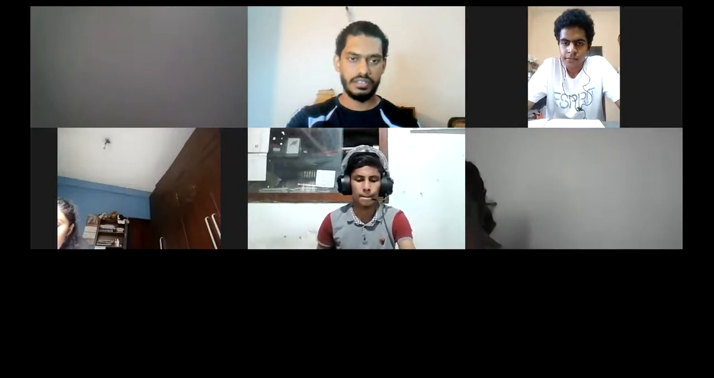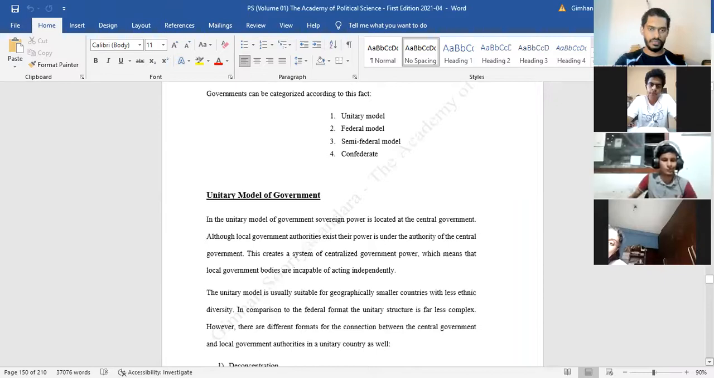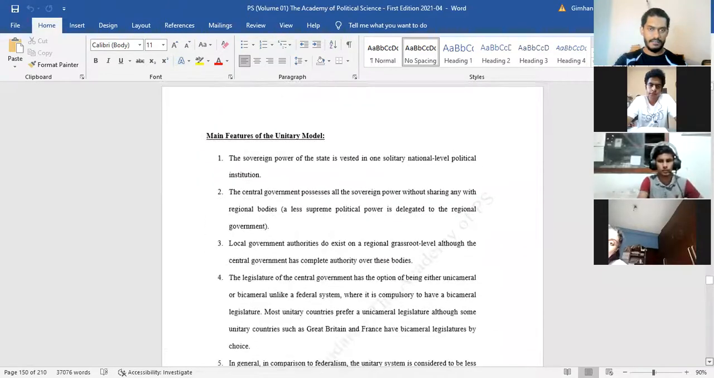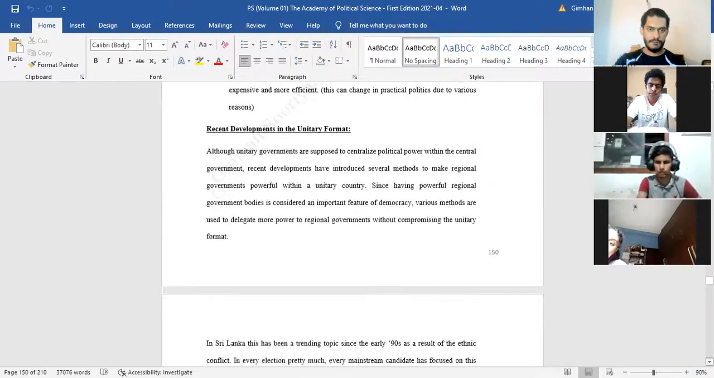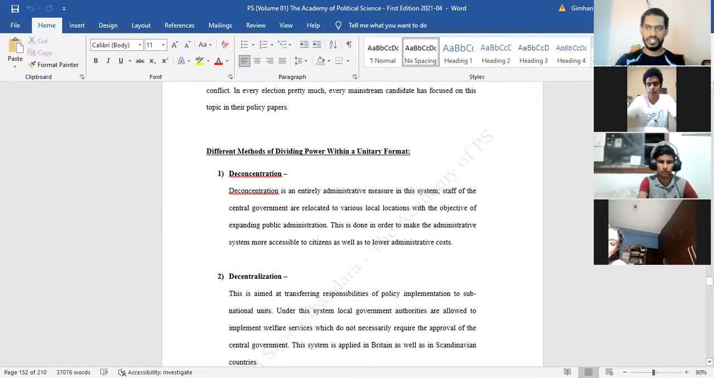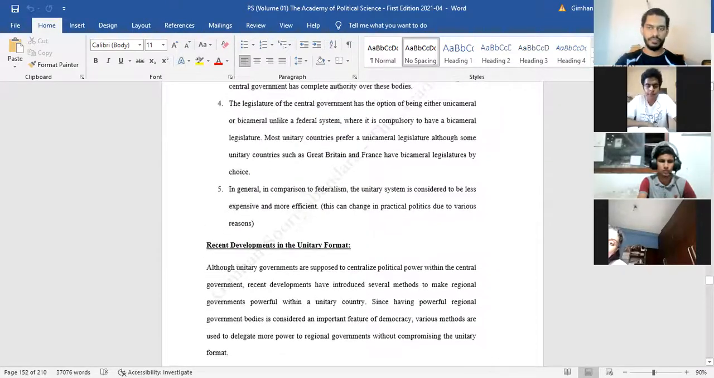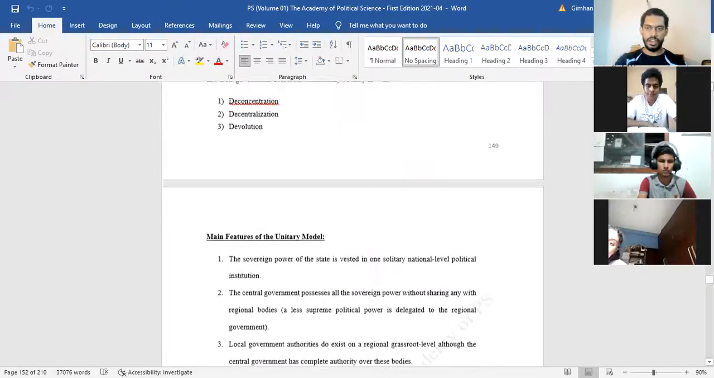Okay, so let's read the note as we usually do, right? So, Tasha, please start from here, forms of government, and read until, let's see. Yeah, so basically unitary is a small note. So just read the entire note for unitary, just about 3, 4 pages. Okay, Tasha, you're up.